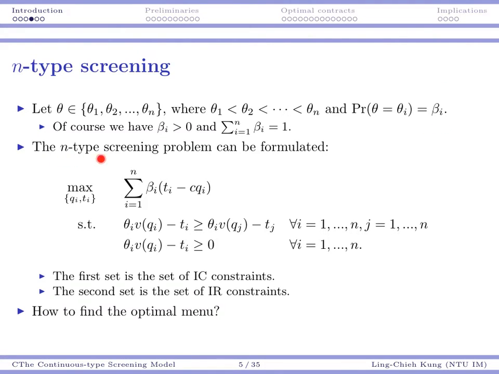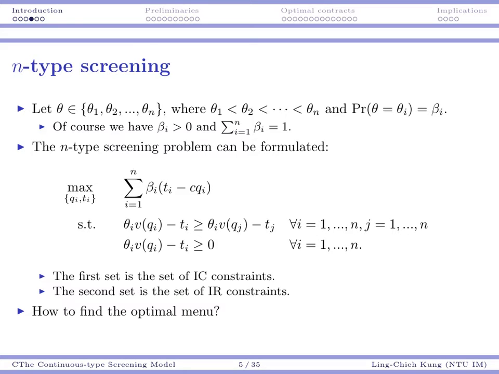And then the n-type screening problem is formulated in this way. Again, this is the expected profit, given that all types of consumers will choose the contract intended for them. And then this is IC, this is IR. For a consumer whose true type is type i, he would prefer choosing contract i to choosing some other contract j. So we need that to hold for all i and all j; that's the IC constraint. Also, we have the IR constraint to make sure that all types of consumers are willing to participate.